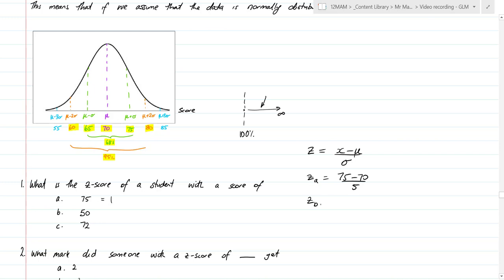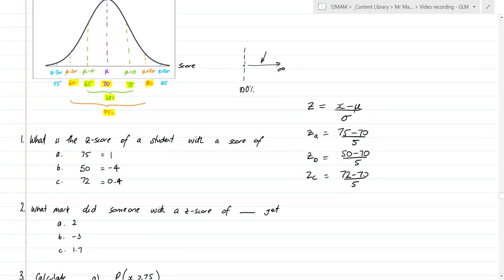Z of B is equal to 50 minus 70 over 5. And that's equal to negative 4. And Z of C is equal to 72 minus 70 over 5. And that's equal to 0.4. So there are your Z scores for A, B, and C, and the way that we did it.